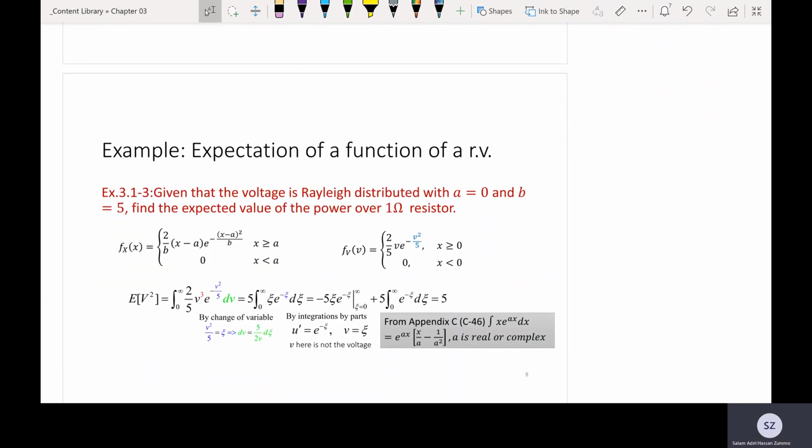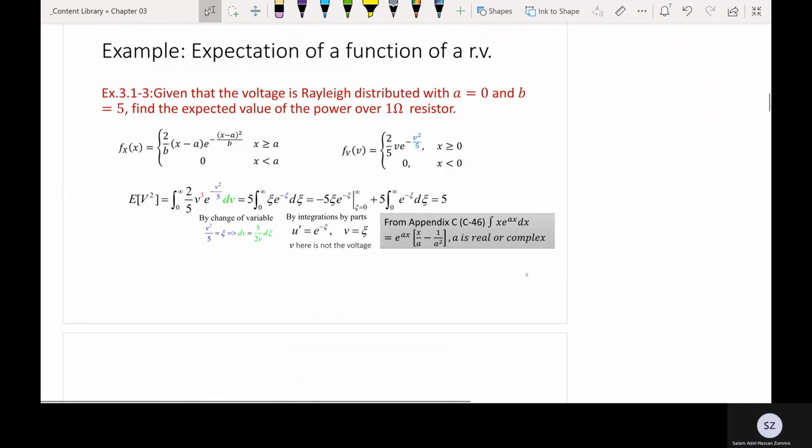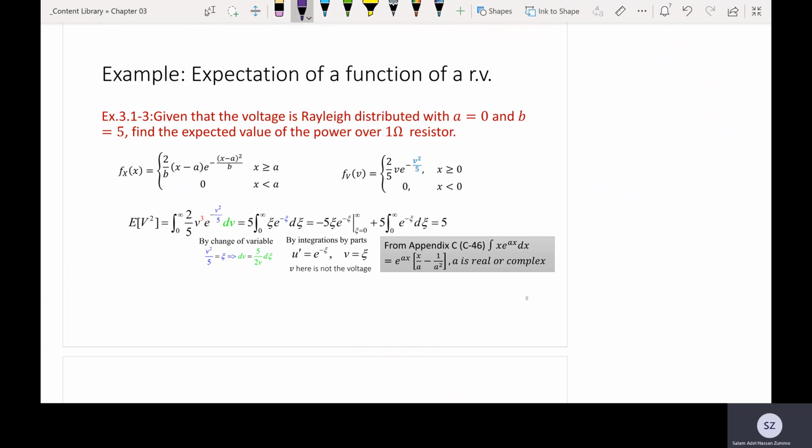Let's have an example and then take it step by step. Now we have a voltage that looks like a Rayleigh distribution. The curve looks like this. It's exponential of x minus a, where a is where it starts, divided by b, very similar to the exponential, like if you had a square here. We have the same x minus a next to the exponential, so an exponential multiplied by a linear function. And we're interested in the power.